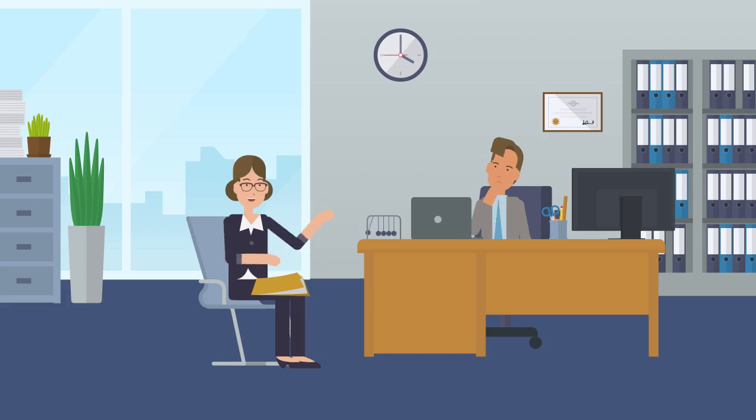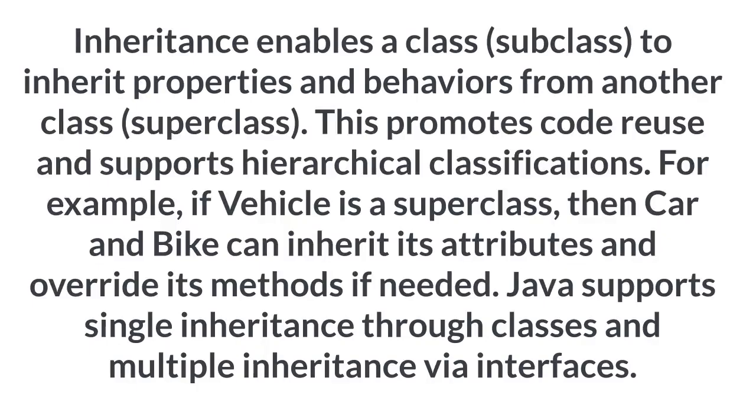Inheritance enables a class, the subclass, to inherit properties and behaviors from another class, the superclass. This promotes code reuse and supports hierarchical classifications. For example, if Vehicle is a superclass, then Car and Bike can inherit its attributes and override its methods if needed. Java supports single inheritance through classes and multiple inheritance via interfaces.